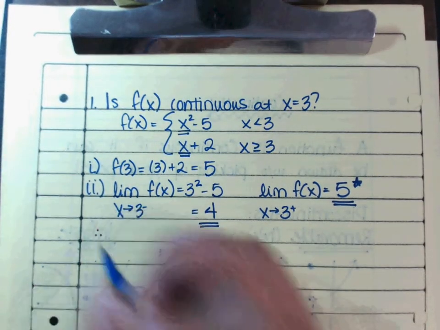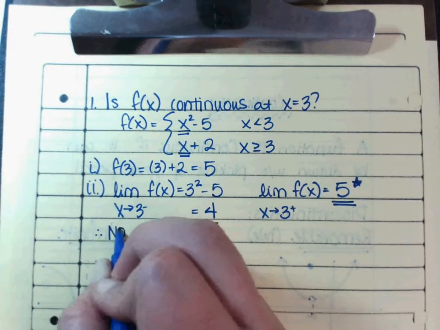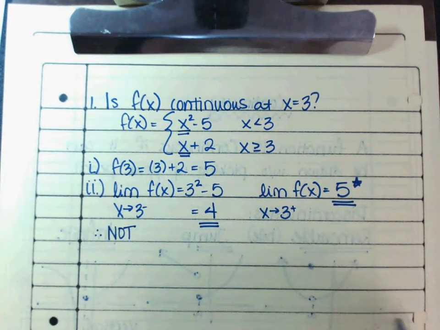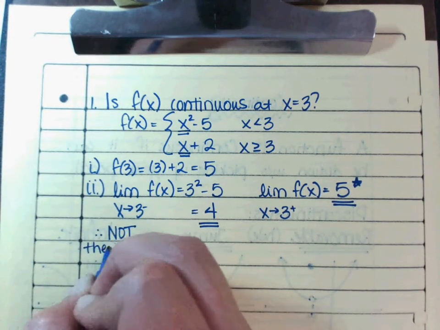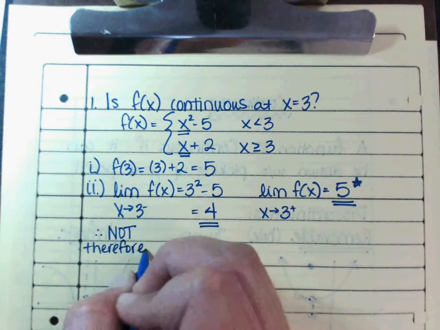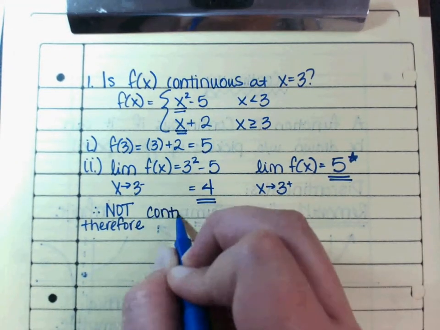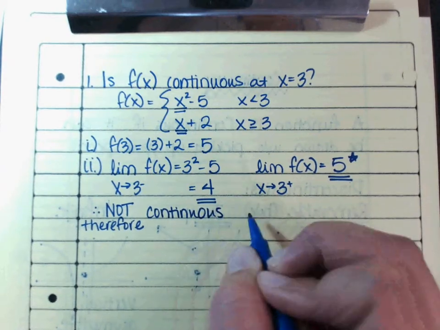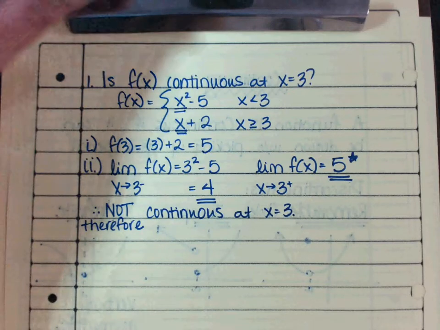Good. Therefore, 3 little dots, you'll use these in geometry, yeah? Or no? That just means therefore. It's kind of formal. Okay, you wouldn't get in trouble if you didn't put it on the AP test. But therefore, it is not continuous at x equals 3. Okay?